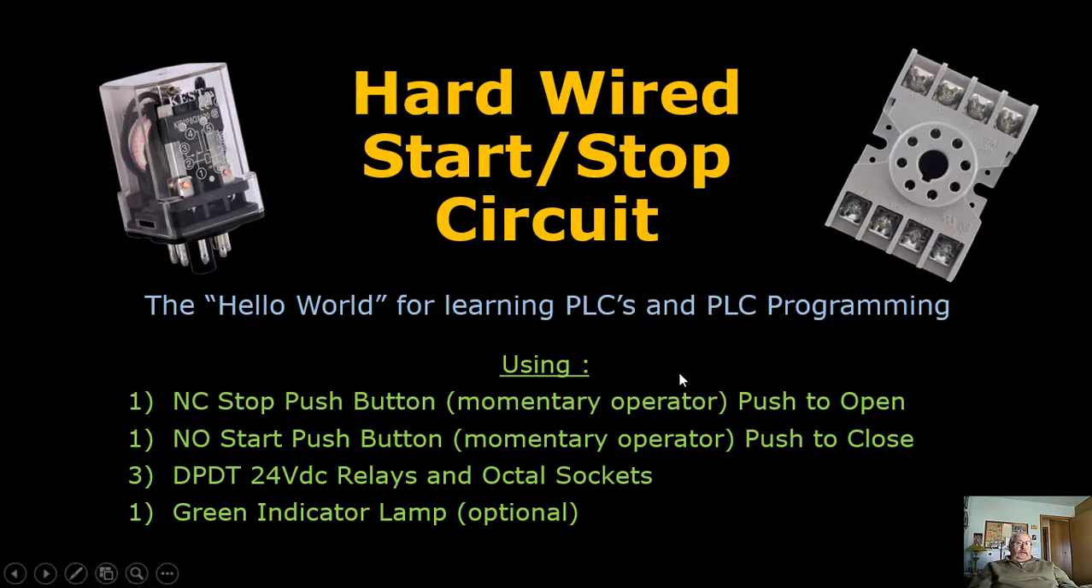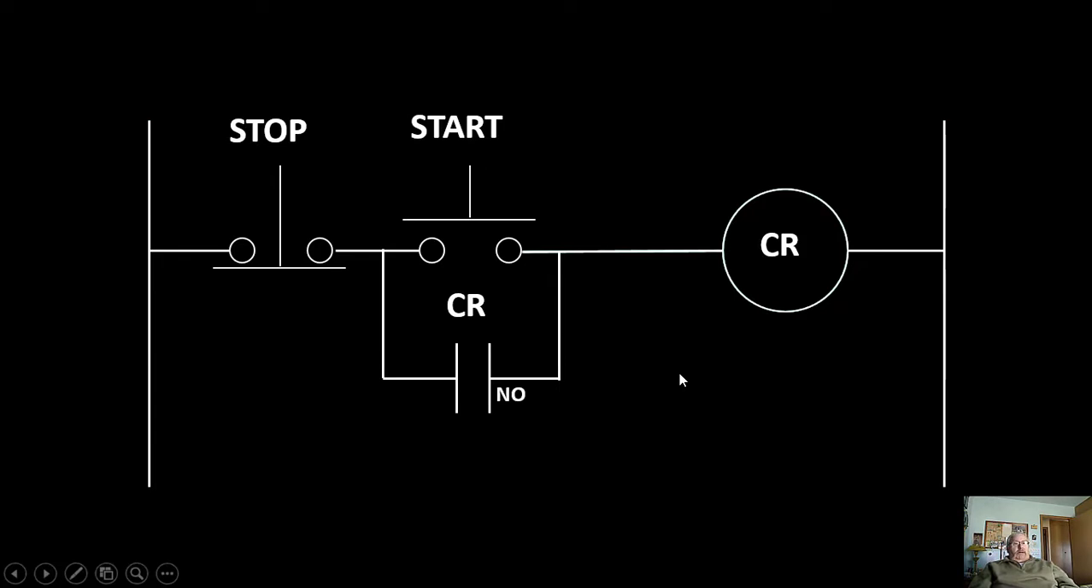When you look at the start-stop circuit, and if you saw the other video, this is the exact same ladder rung that you saw there. You have the stop push button, which is normally closed. You have a start push button, which is normally open. There's a relay coil, and a normally open set of contacts from that relay are wired across the start switch. So when the start switch is pressed, this contact closes. I have current flow through the stop, through the start, and it energizes the relay coil.